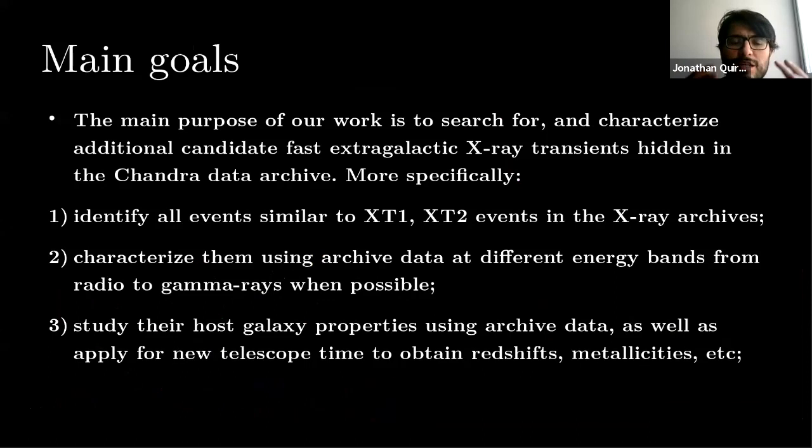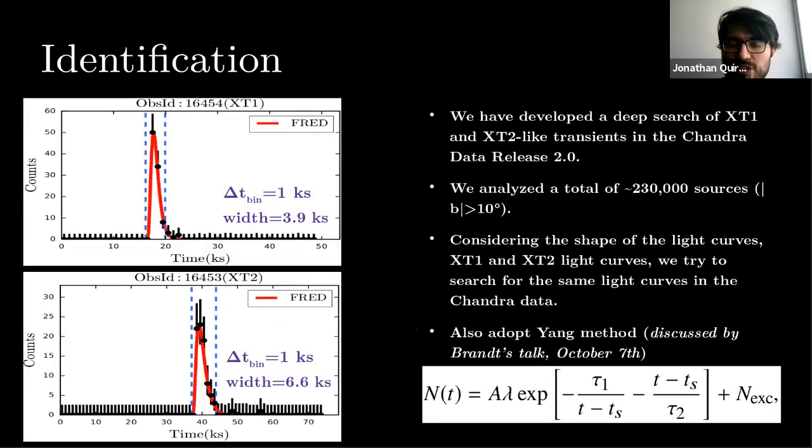These two transients are very interesting, and the main goal of our research is to try to find XT1 and XT2-like objects hidden in the X-ray archive, in this case particularly in the Chandra Source Catalog, and also to try to characterize them in different energy bands if possible, and study their host galaxy properties and try to constrain parameters of them to try to find the origin of these XT1 and XT2-like objects. So here you can see the light curves of XT1 and XT2 in units of counts, and it is clear that these transients show a pulse shape with a duration of 5 or 11 kiloseconds, more or less. The idea of our method is to try to find objects that have this pulse-shaped light curve in the Chandra Source Catalog.